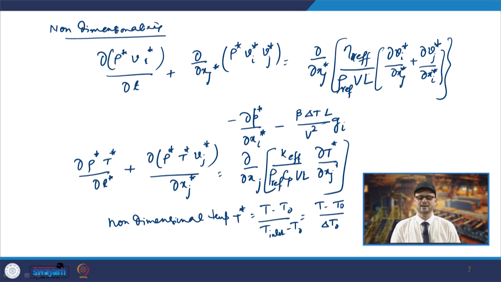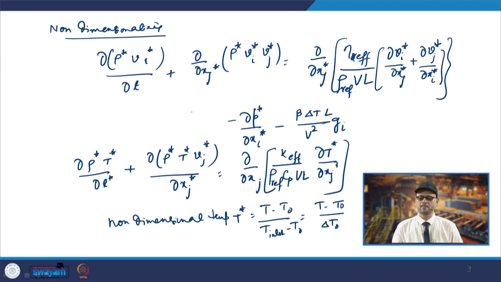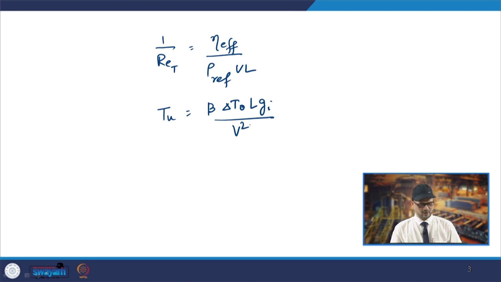Then next, you are getting one number which is defined as the Richardson number. This is coming from here. This is known as the Richardson number, which is because of the buoyancy. We will talk about how this is defined. It is nothing but beta, then delta T naught, then L and g, divided by V square.